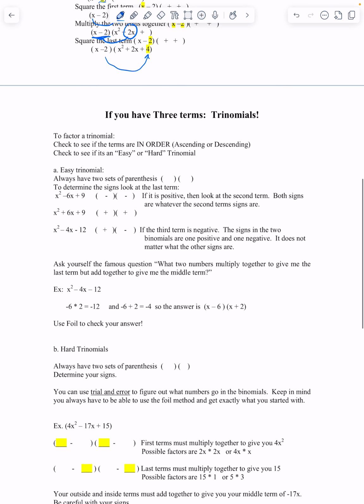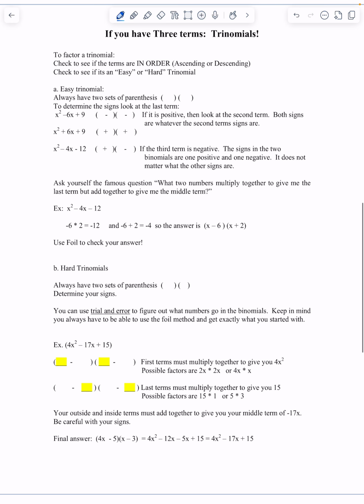So, look for a GCF. You count your terms. If you have 2 terms, we're going to have squares or cubes. If you have 3 terms, you have a trinomial. Now, with a trinomial, there are really 2 types. They're what I call the easy trinomials and the hard trinomials.